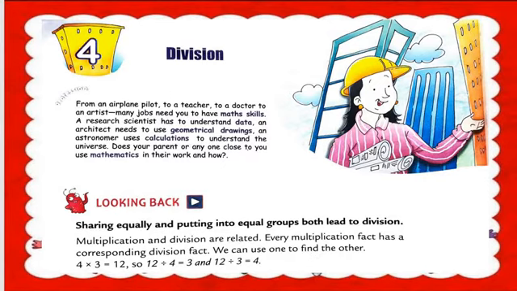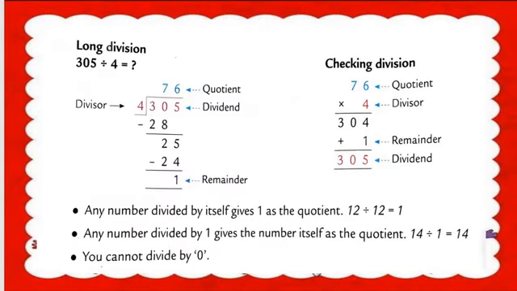Understood? Now let's check the contents. How can we do it? First of all, we do the multiplication, but not the multiplication chapter; we are only using the multiplication method, and then we do the addition. Understood? Here we do the long division method. Here we are going to learn the long division method, and then checking division.